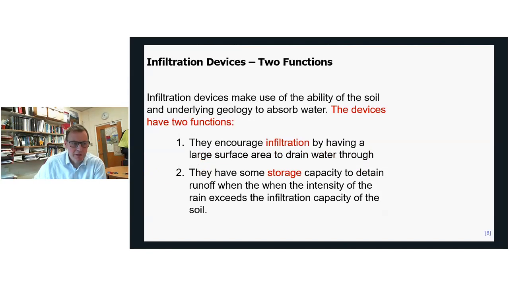Infiltration devices make use of the ability of soil and underlying geology to absorb water. These devices have two functions. They encourage infiltration by having large surface areas to drain the water through. Bingo, that's your permeable paving again. And they have some storage capacity to retain water when the intensity of the rainfall exceeds the infiltration capacity. Sorry about the poor grammar on that slide.